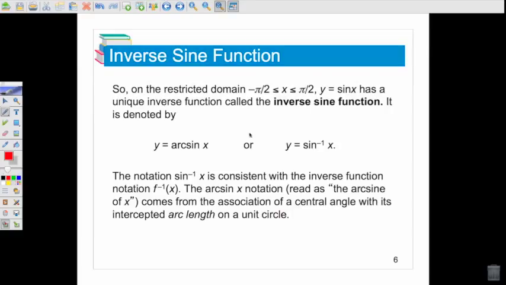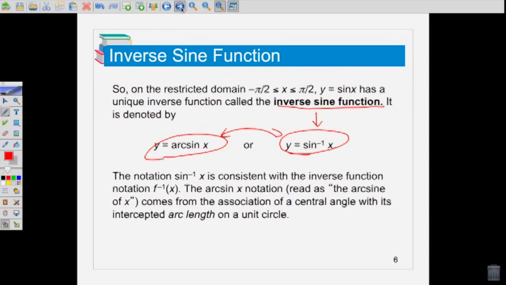Now, when I create the inverse sine function, I create a new function called the inverse sine. Mostly it's titled inverse sine function. This is the exact same thing. These are interchangeable. So this says arcsine of x. This says the inverse sine of x. But they both mean the exact same thing. It's just different notation for if you encounter one or the other.